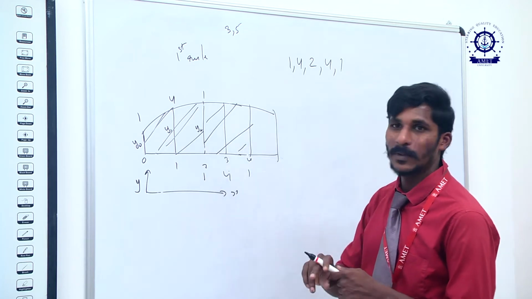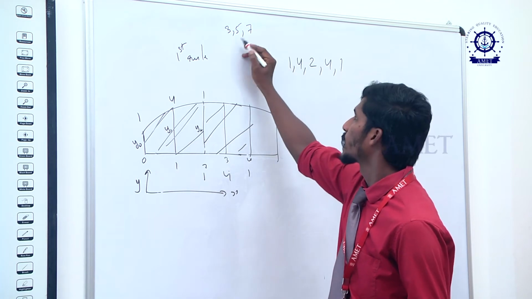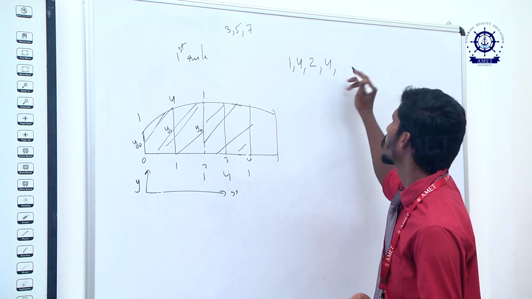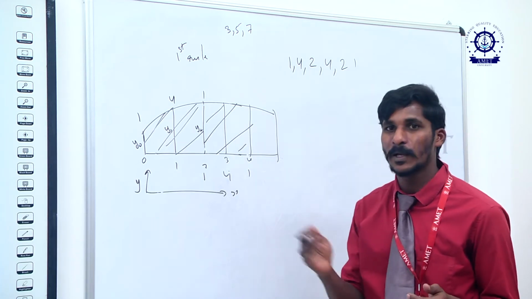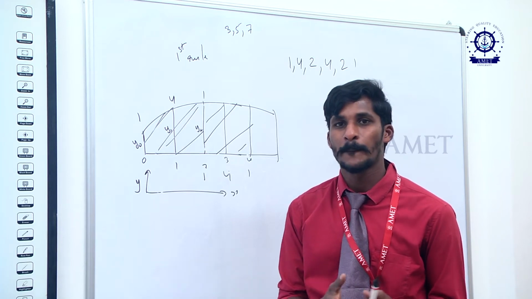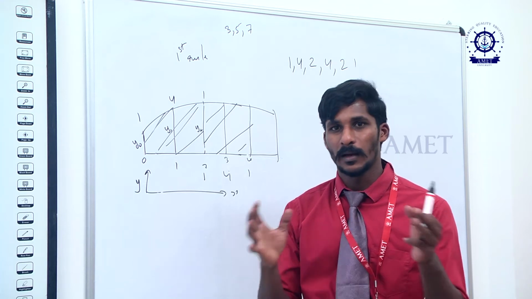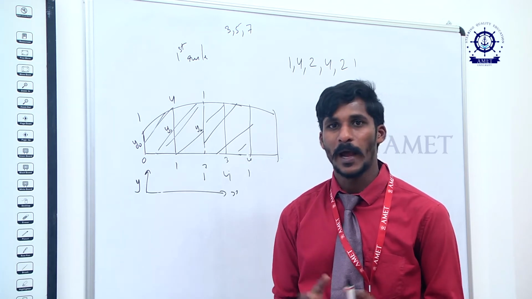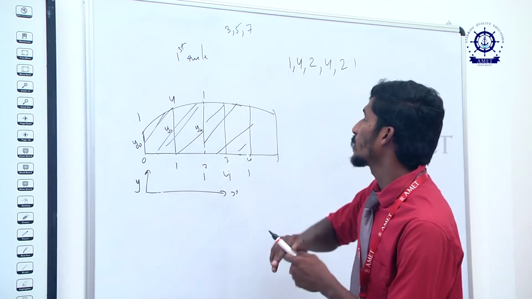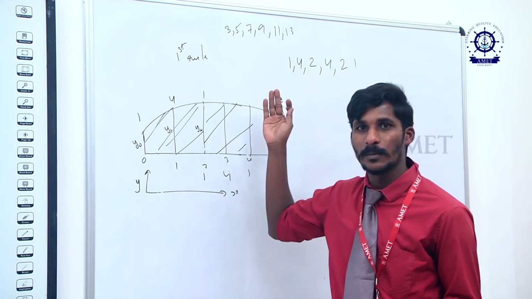If I want the next continuation, the number of ordinates I require is 7. Okay, so I need 7 ordinates the next time. If I have 7 ordinates, what will happen in your rule? It will become 2, 1. So the rule will continue as 1, 4, 2, 4, 2, 4, 1. So it mainly depends on how many ordinates you have. To find a particular area under the curve, the first thing you have to look at is how many ordinates there are. If I have an odd number of ordinates, 3, 5, 7, 9, you can continue 11, 13. All these numbers are odd numbers.